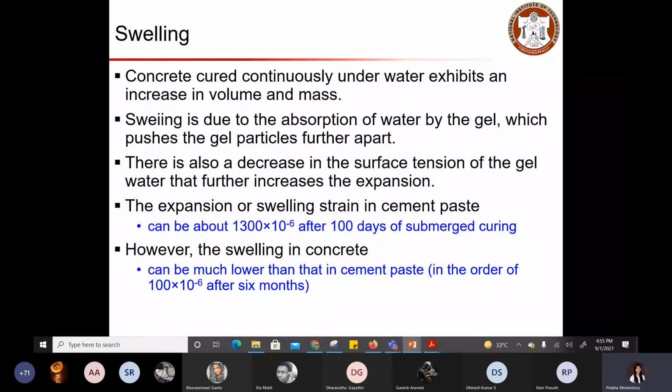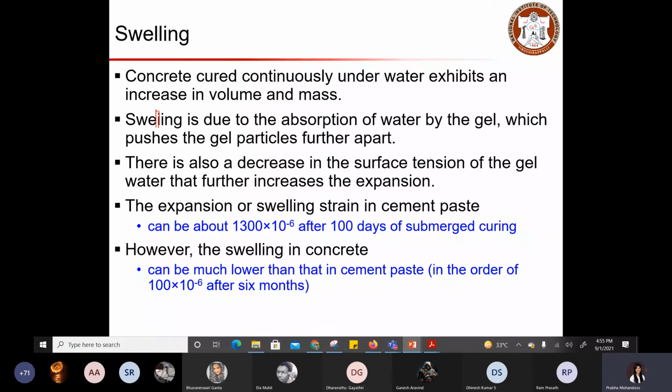So we were talking about shrinkage. Shrinkage occurs when water is lost. Swelling occurs when your concrete is subjected to water and absorbs some amount of water, and because of that absorbed water, it gets an increase in its volume and mass. So this is what we call swelling.